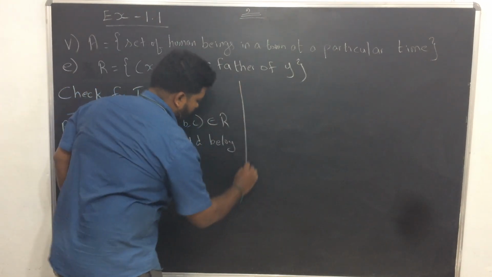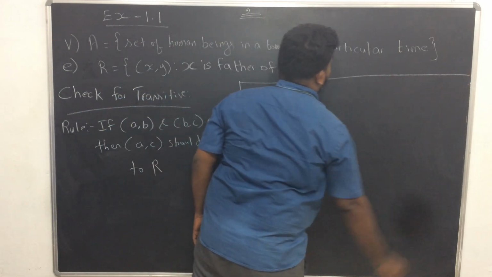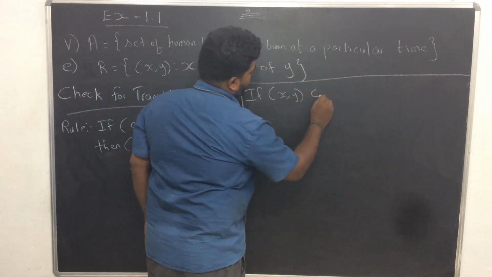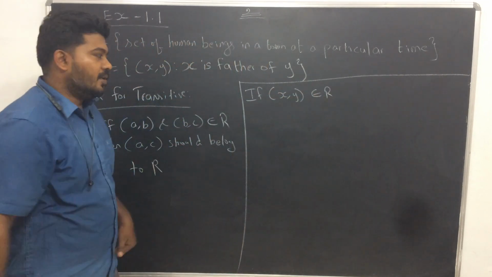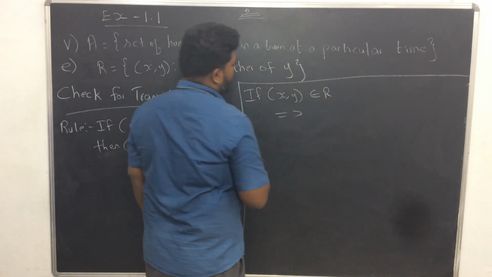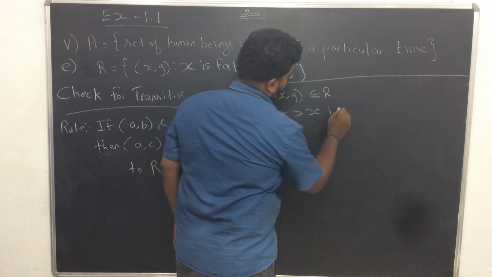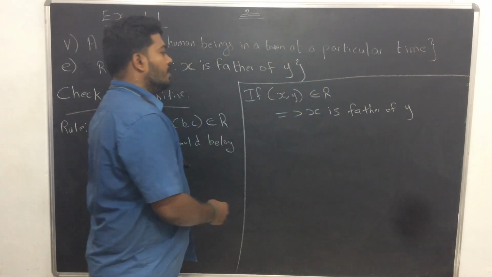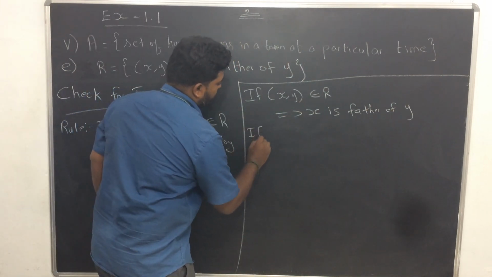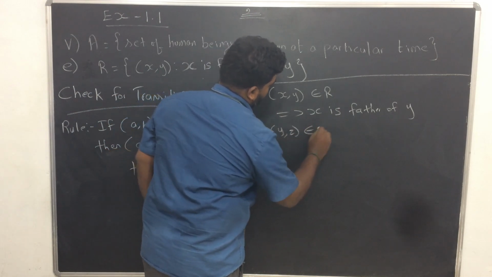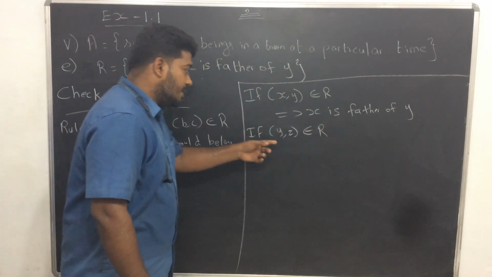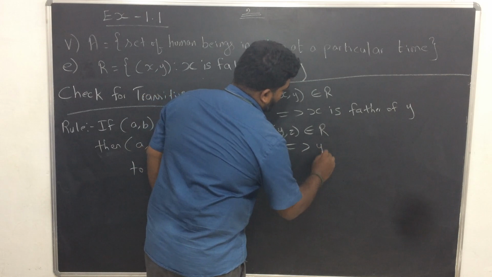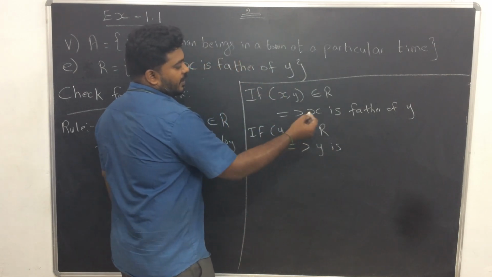So let's start. Let's start by saying if (x, y) belongs to R, what does it imply? It implies that x is father of y. Understood? Now, if (y, z) belongs to R, if I am telling you that (y, z) is also in the relation, then what does this imply? This implies that y is father of z.